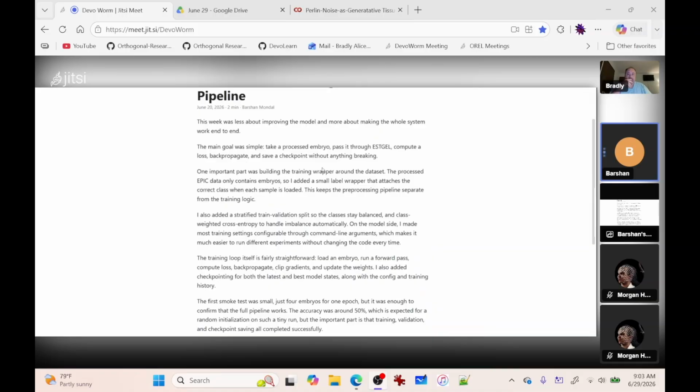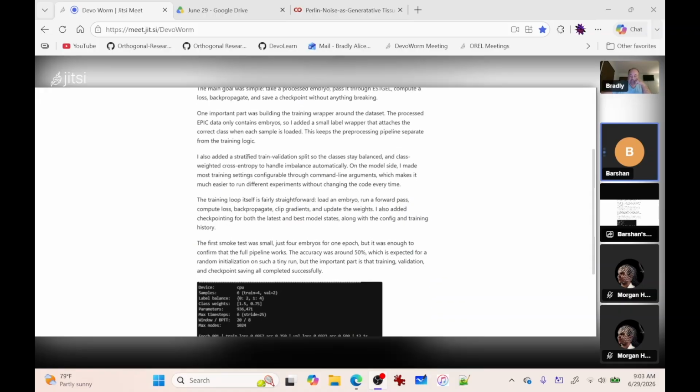So my main goal was this: this is what my outline looked like before this week. Take a process embryo, pass it through the model, compute loss, backpropagate, and save a checkpoint, so that we get a good accuracy. One important part was the wrapper around the dataset. It only contained embryos, so I also added a small label wrapper that attaches the correct class when each sample is loaded. Since we are predicting the classes at the end of the whole pipeline, I attach the label to the npz file so that we have that testing scenario going on.